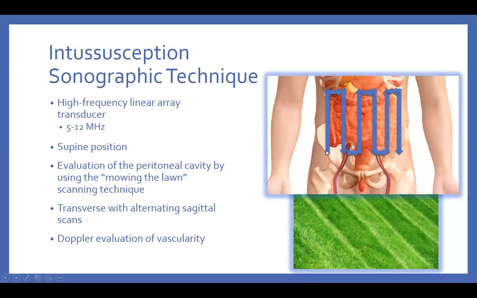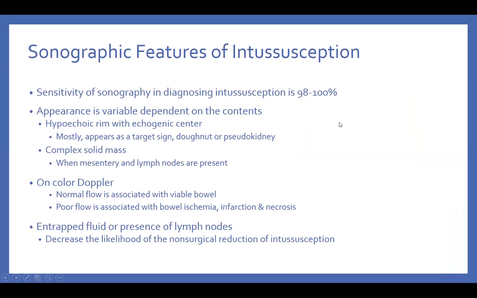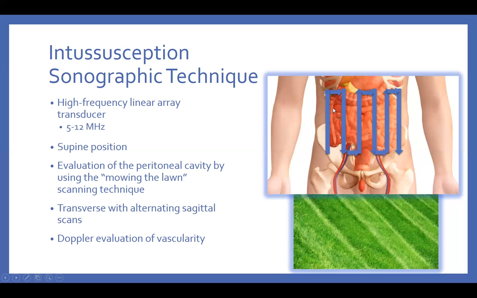Whether you start transversely or in the sagittal plane, you go up one way, move a little bit, come down, and the same situation back and forth. That can be very helpful. This way, you will cover the whole abdominal and pelvic area and you will not miss anything. So you can do transverse, then sagittal, or vice versa, whatever is easy for you.